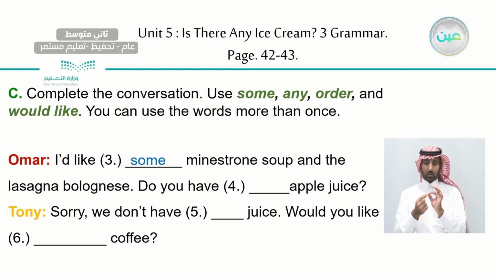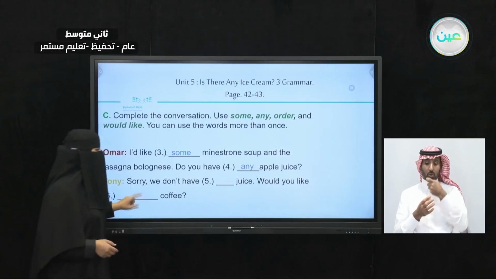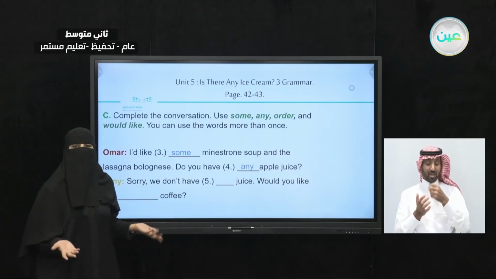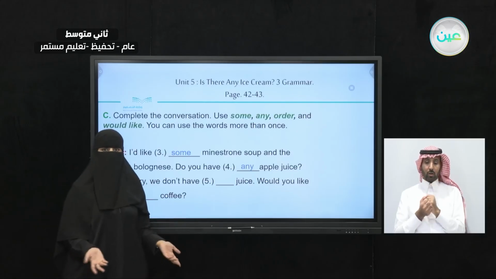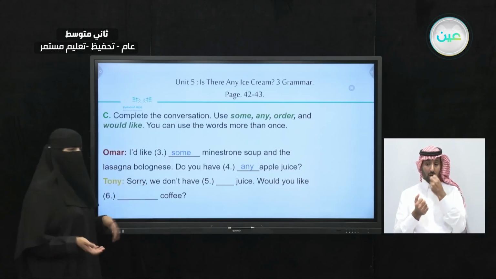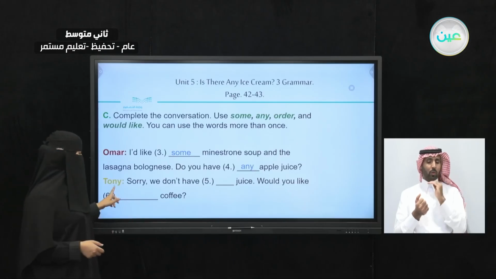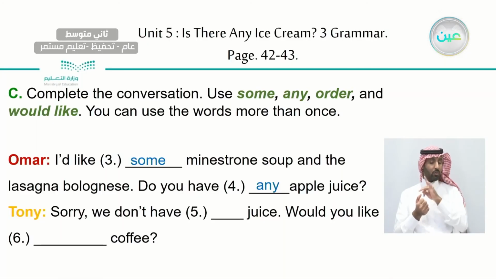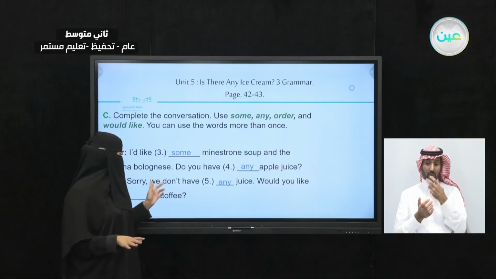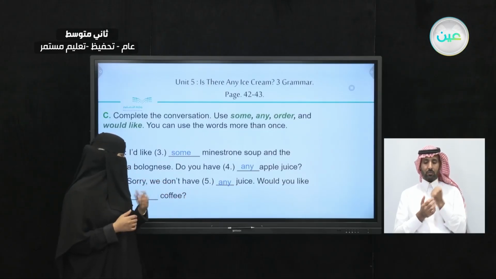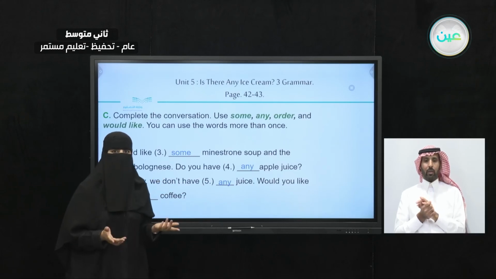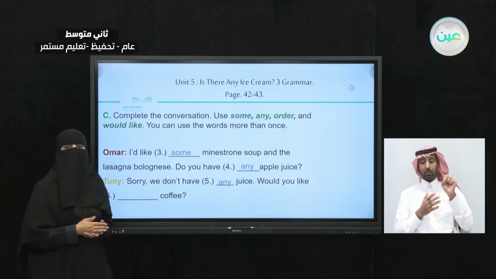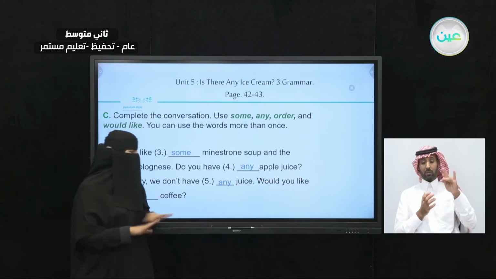So now here, do you have, for apple juice, what are we going to use? Do you have any apple juice? I'm asking, but I'm not sure, right? The answer could be yes or no. But what is the answer going to look like? So Tony said, sorry, that means it's no. Sorry, we don't have any juice. But if they did have juice, they're going to say, yes, we do have some juice. It's not going to be any. But because here the answer is negative, so sorry, we don't have any juice.